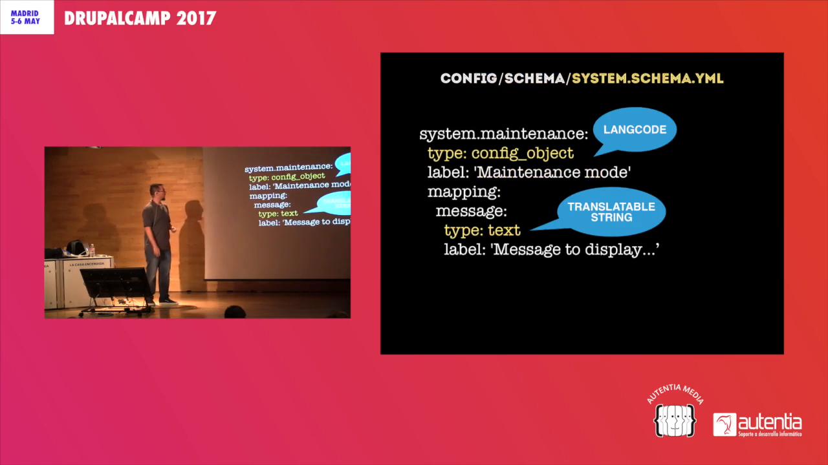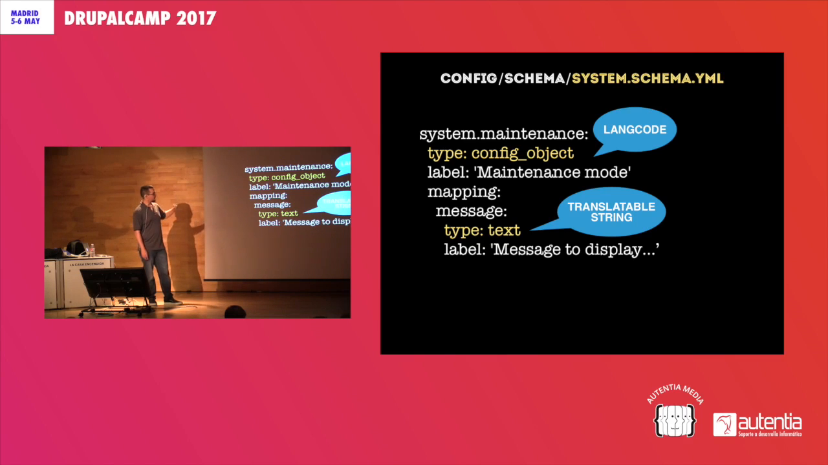So there are two different kinds of configurations. One is a config object. This means that it's a unique configuration data on your site, like the site name of your site. You only have one site name, maybe in two different languages, but you have one. And then you have your content types. These you can have many of them, you can add them. Those are config entities.